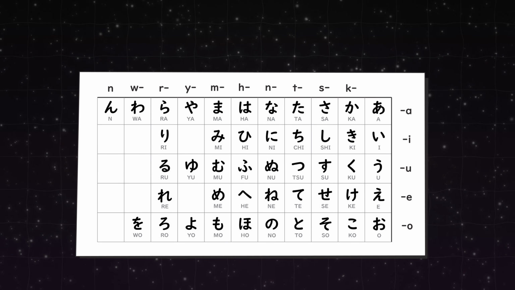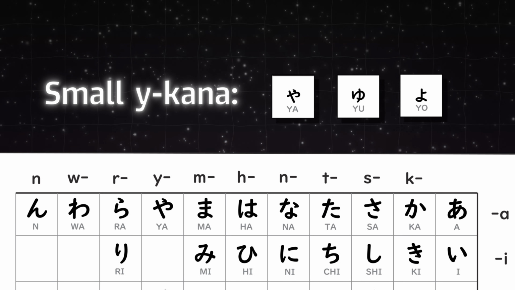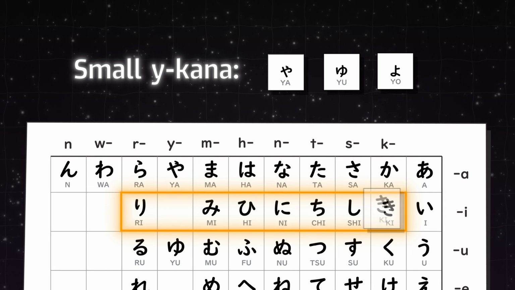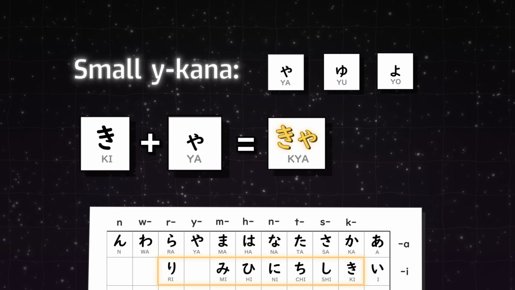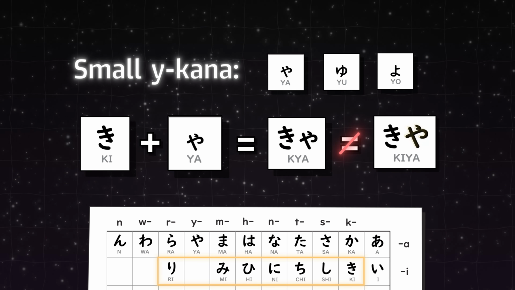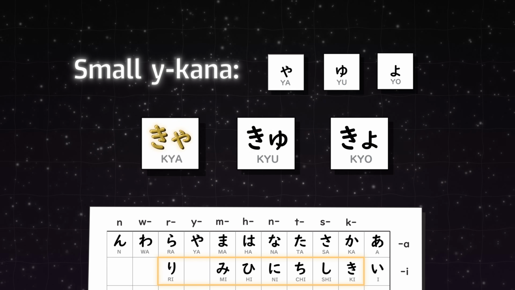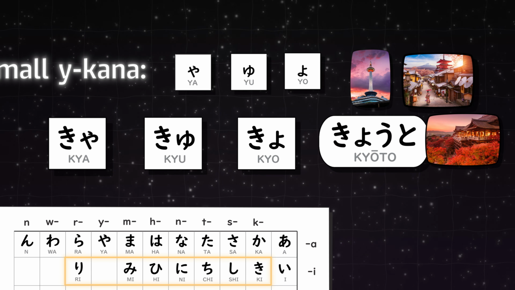One of the last things you need to know about hiragana is the small y-kana. Small versions of the y-kana, ya, yu, yo, can attach to the E sound kana, other than the E kana itself, to make a contraction. For example, ki and a small ya make kya, not kiya, but kya, 1 syllable. Kya, kyu, kyo, like Kyoto, the city.